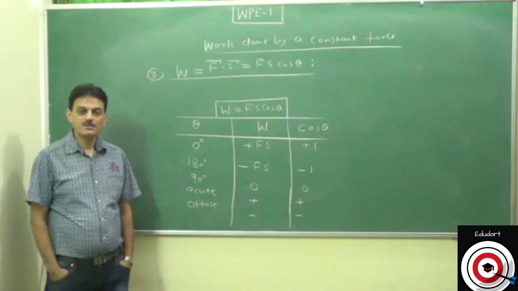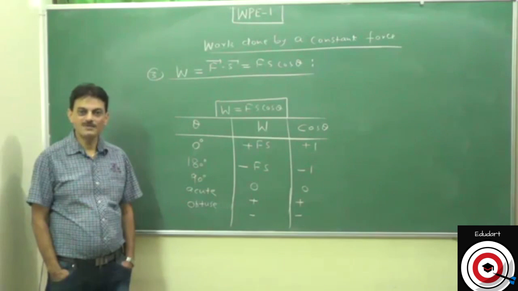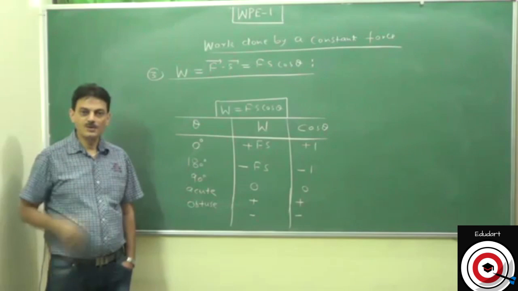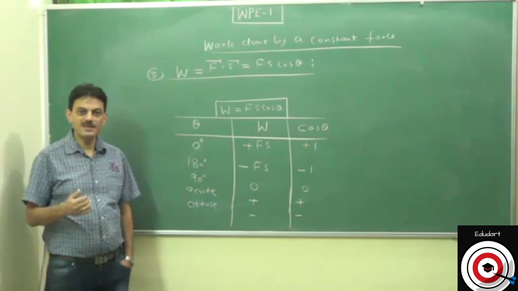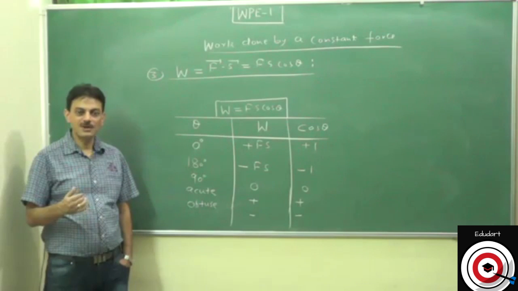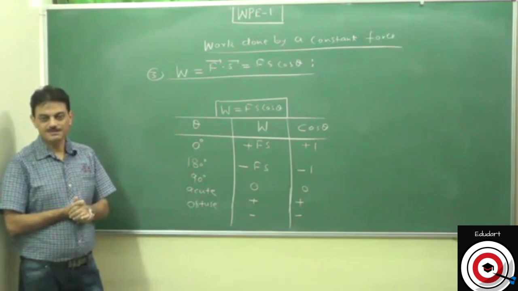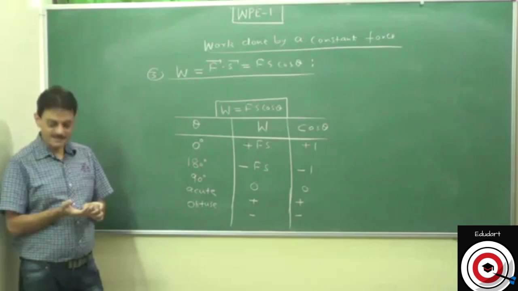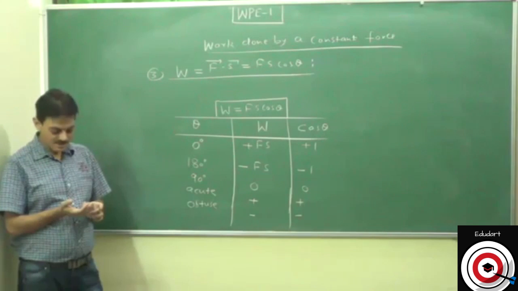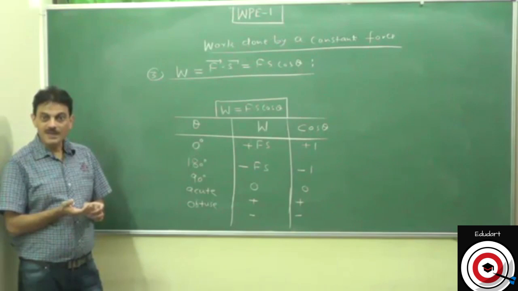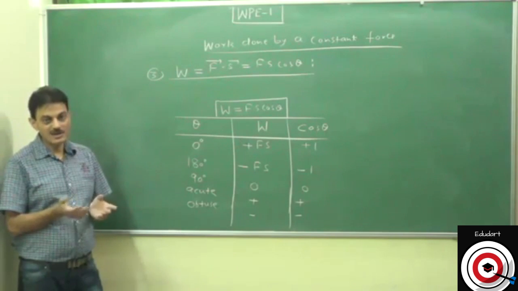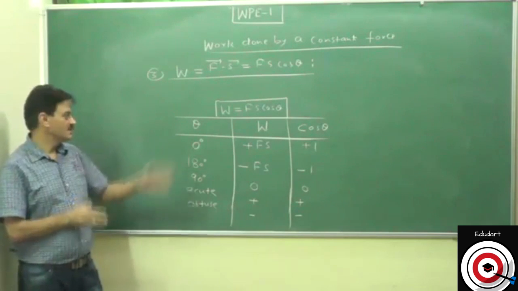Okay, so work done by constant force is given by F dot S, F dot (R final vector minus R initial vector), or Fs cos theta, or force into component of displacement in the direction of force, or displacement into component of force vector in the direction of displacement. At 0 degree plus Fs, at 180 degree minus Fs, at 90 degree 0, acute angle positive work done, and obtuse angle negative work. Okay, just note down.